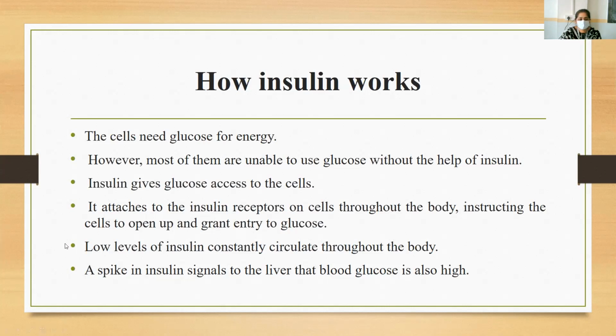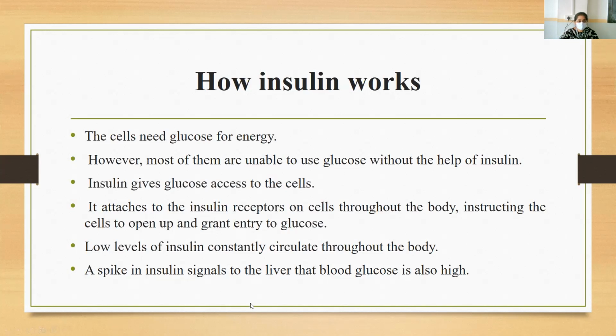So it attaches to the insulin receptors on cells throughout the body, instructing the cells to open and grant entry to glucose. Low levels of insulin constantly circulate through the body. So without your knowledge also, there is a very low level of insulin circulating inside your body so that it senses, okay, this fellow has had a rich carbohydrate diet, so it is time for me to work. It is like a security guard going around the community. This insulin is always there in the blood.